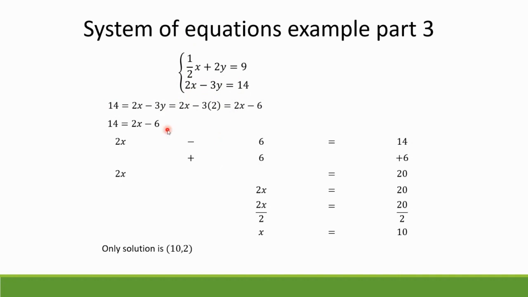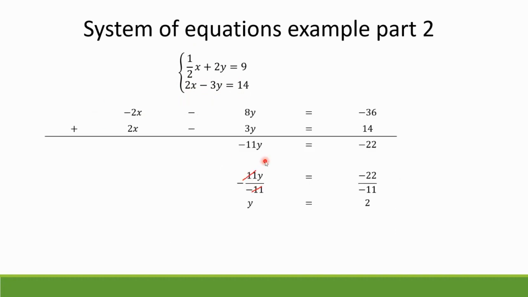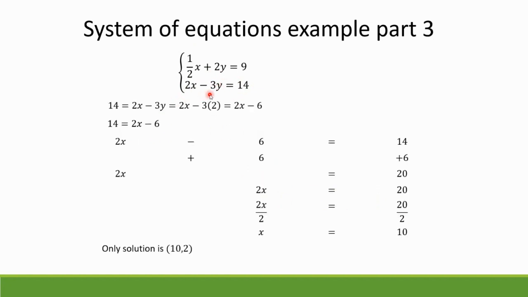And so from here, we get 14 equals 2x minus 6. Now we have this equation to solve. So again, let me just say it again. Once we got y, we have to go back to the original system and replace y in one of the equations with what we got for y. So I chose the second equation and replaced y with 2. Again, you could have done the first equation, except there was a fraction there. So I replaced y with 2, and I get this equation.